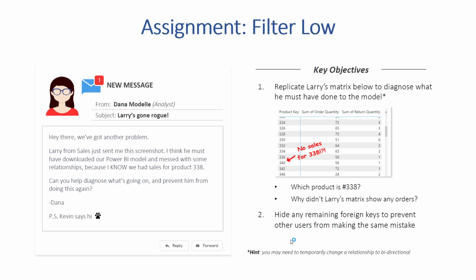So this is a hint: we need to use the bi-directional relationship as a temporary change to check what Larry's matrix is doing. So that is our task for today, and let's try to do it in Power BI. So before doing it, let's look at the solution we need to reach.